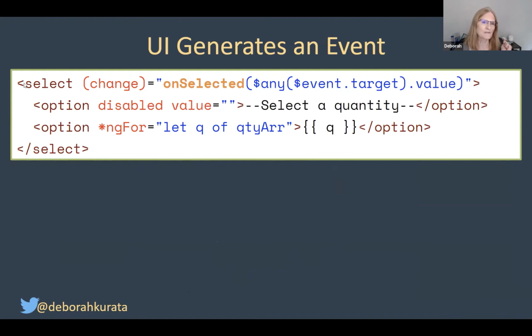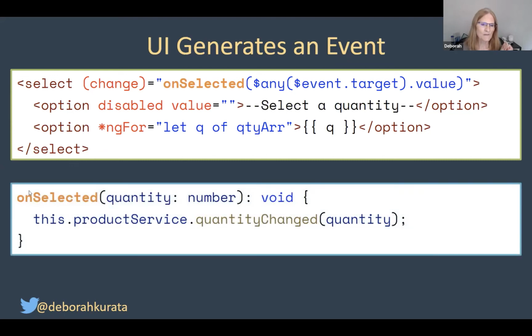That code would look something like this. So this is green. This is my template code. I've got a select on change. I've got an event binding here. It's going to call onSelected and pass in the target value. Here I'm just using an ngFor to list my valid quantities.